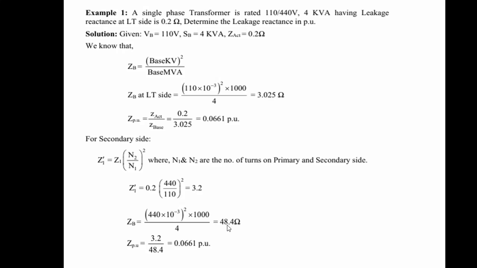So if you divide these two values, again the per unit reactance on the secondary side becomes 0.0661 per unit. Now for the primary side, we get 0.0661 per unit and for the secondary side, again we get 0.0661 per unit. It proves that the per unit reactance value on either side of the transformer will be the same.